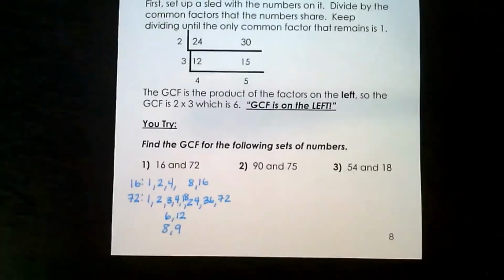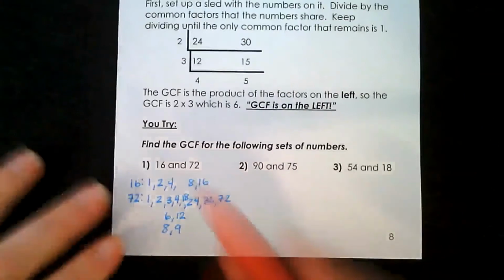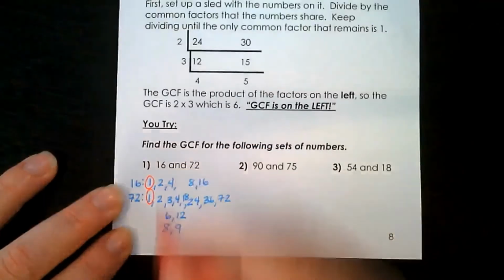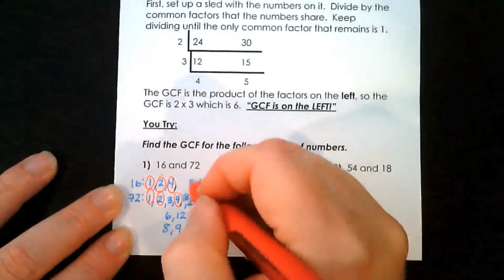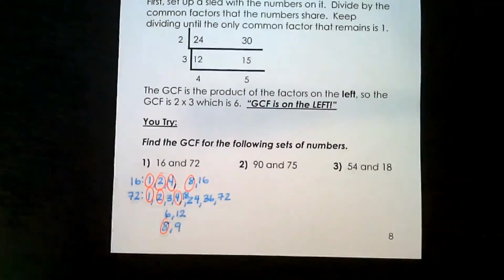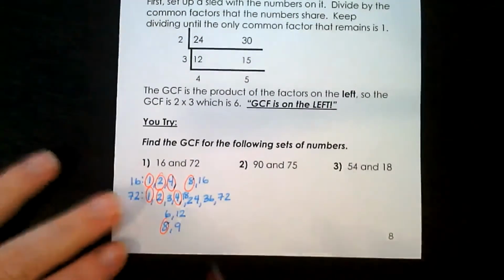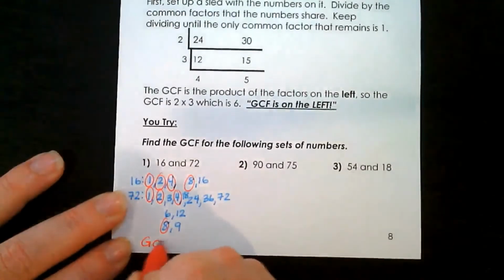So here's all of our factors. So let's see if we can match them up. I've got a 1 and a 1, a 2 and a 2, a 4 and a 4, an 8 and an 8. And since that's the biggest number I have, my GCF will be 8.